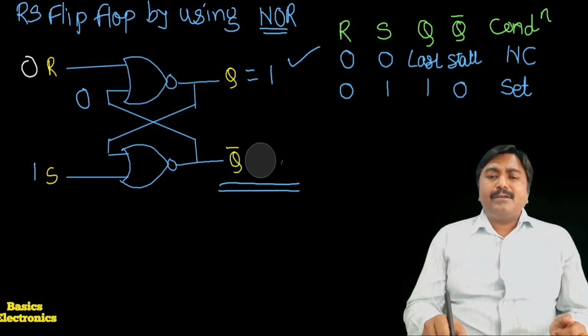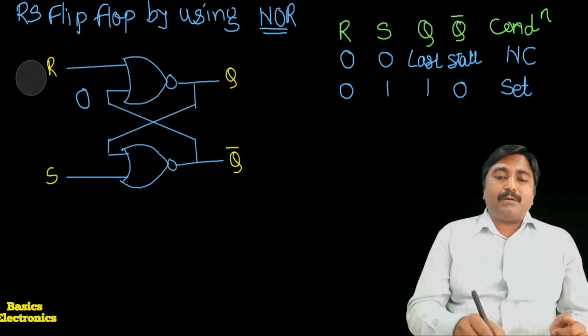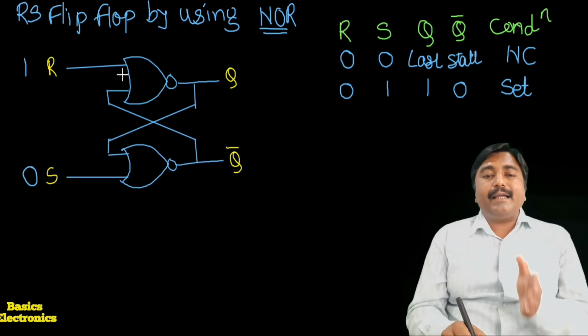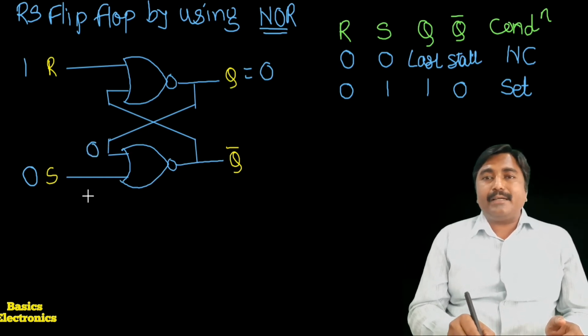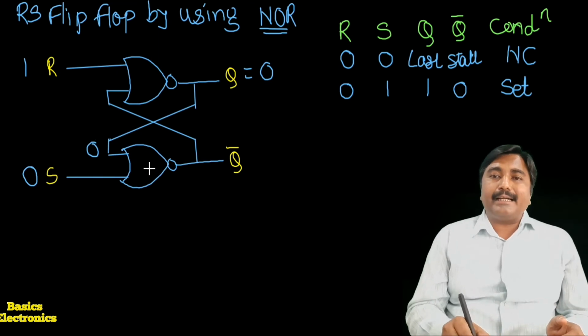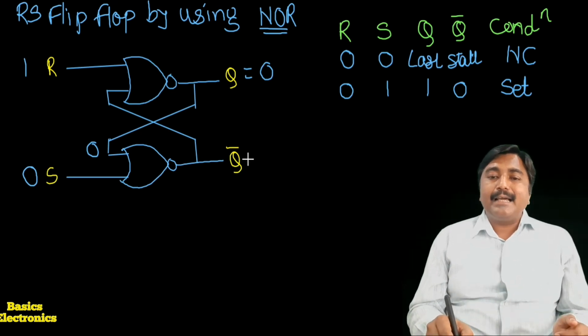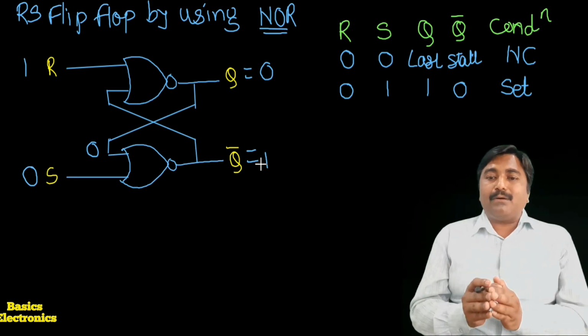Now, here we apply a different input. That input is R equals 1 and S equals 0. It means the upper gate has a high input. Therefore, the output Q is equal to 0, and this Q is applied as an input to the second gate along with the S input. Both inputs of the second gate, the lower gate, are low. Therefore, it produces a high output. It means we get Q equal to 0 and Q bar equal to 1.